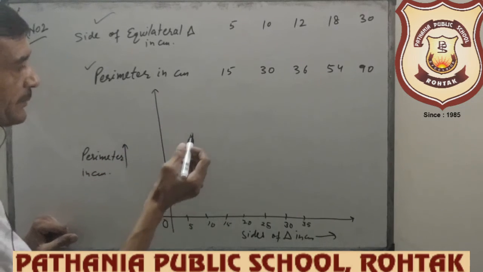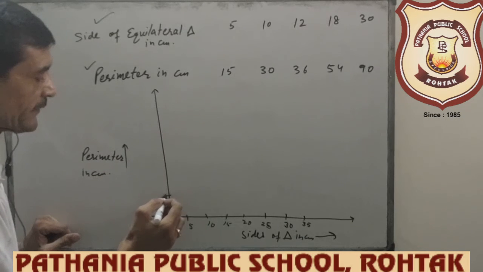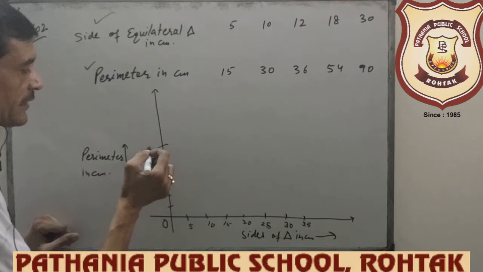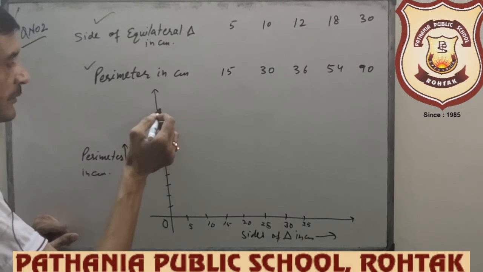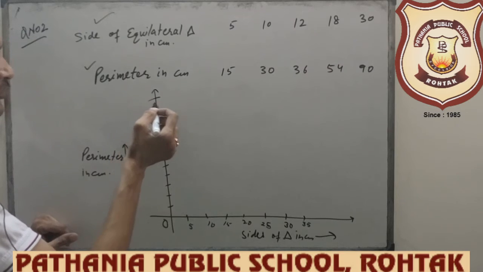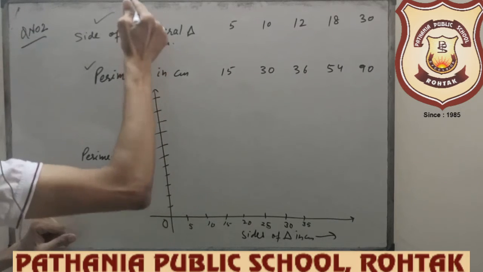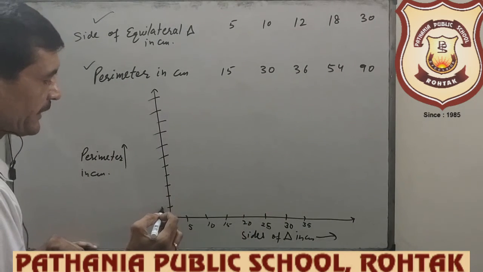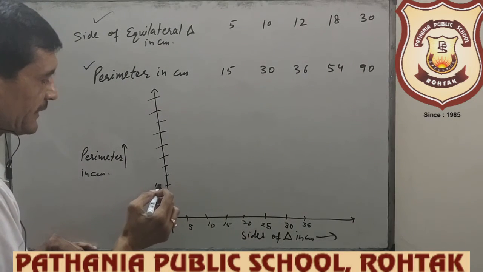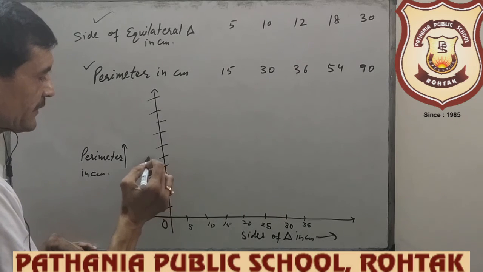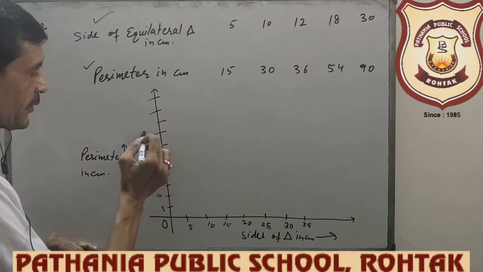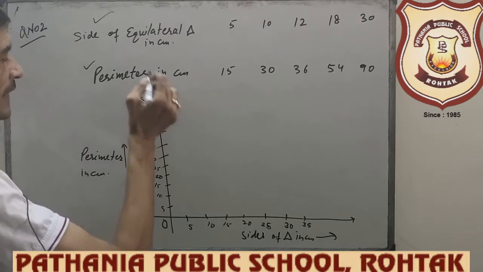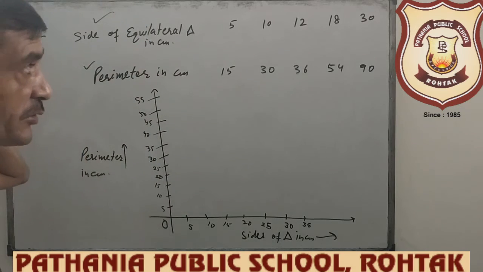So son, how will this be? On the y-axis: 5, 10, 15, 20, 25, 30, 35, 40, 45, 50, 55, so many are there, up to 90. You can increase it; I am drawing up to this. Now this is 5, this is 10, 15, 20, 25, 30, 35, 40, 45, 50 and 55. I am not taking the case of 90, you should draw it.